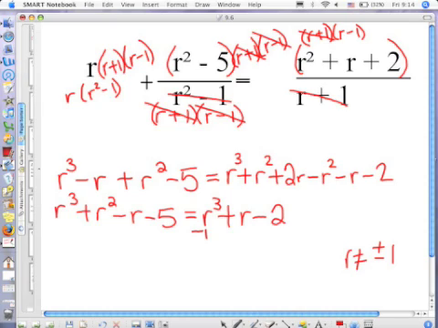Okay, well, let's do this. We're going to subtract r cubed from both sides. Well, it goes away. That's good. We're going to subtract r from both sides. And we're going to add 2 to both sides.